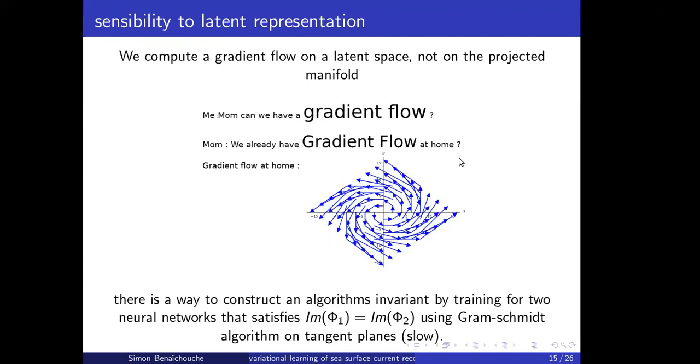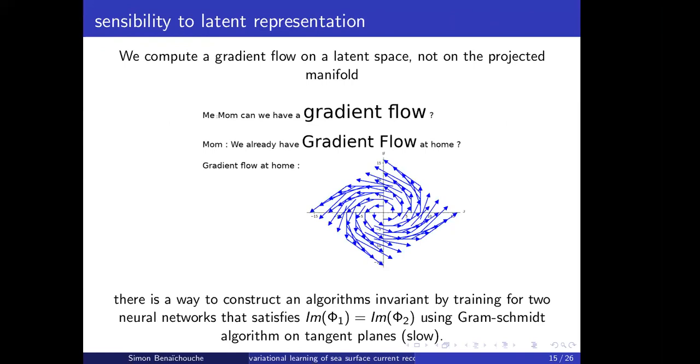So for two neural networks, can we have the same result? Not really. If two neural networks parameterize the same space, the associated image of the solution of gradient flow could be different.